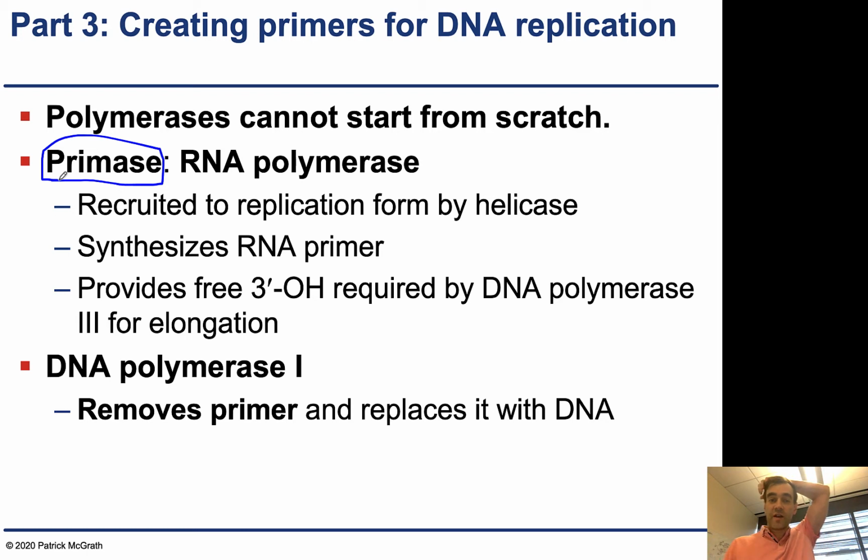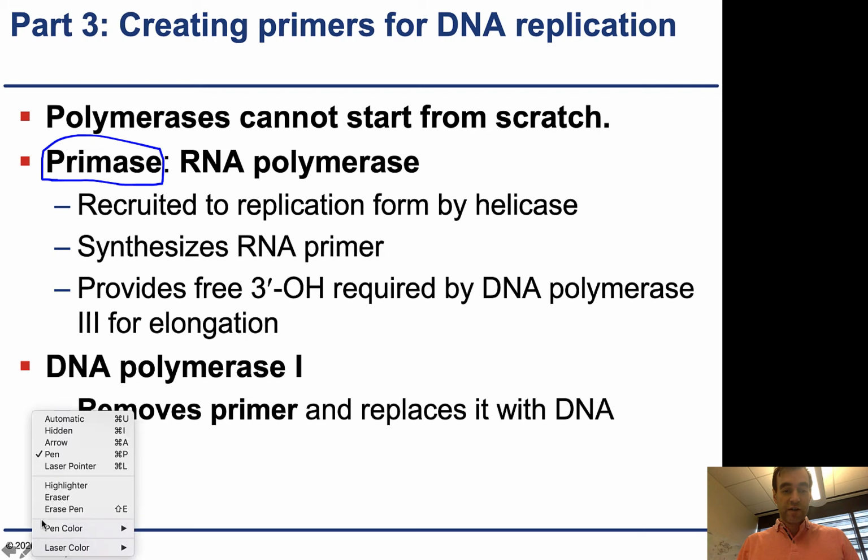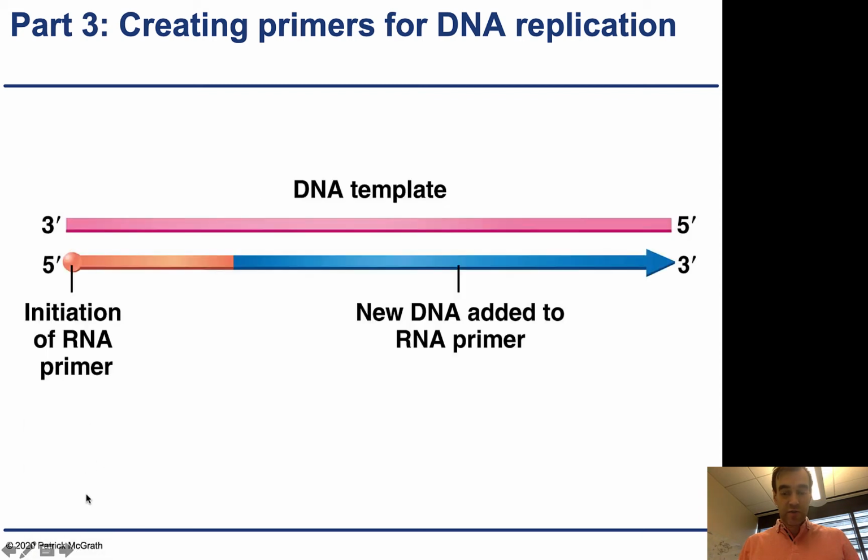Primase is actually an RNA polymerase, and it is recruited to the replication fork formed by helicase. Once it gets there, it synthesizes an RNA primer. It takes that single strand of DNA and synthesizes a primer that's complementary to it. I'm not exactly sure how large it is, maybe 10 to 20 base pairs long, something like that. Once this primer is there, the DNA polymerase can come in and extend from that RNA primer. And so, if we try to draw this out, let's see how well I can actually draw something like this.